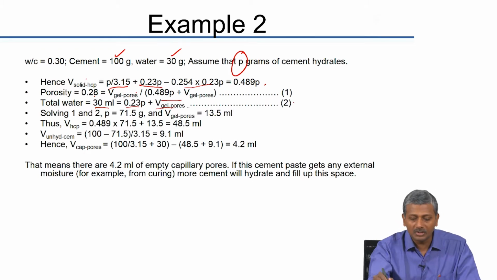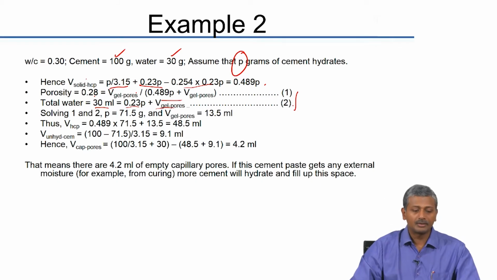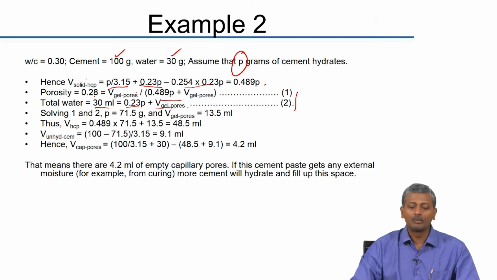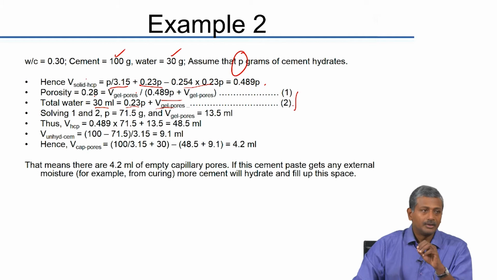So with these two equations, if you solve it, you have two equations and two unknowns. So you can solve it to get the value of P as 71.5 grams and volume of gel pores at 13.5 milliliters. In other words, the amount of cement that hydrates in the system is about 72%. The remaining 28% is simply sitting as unhydrated cement.